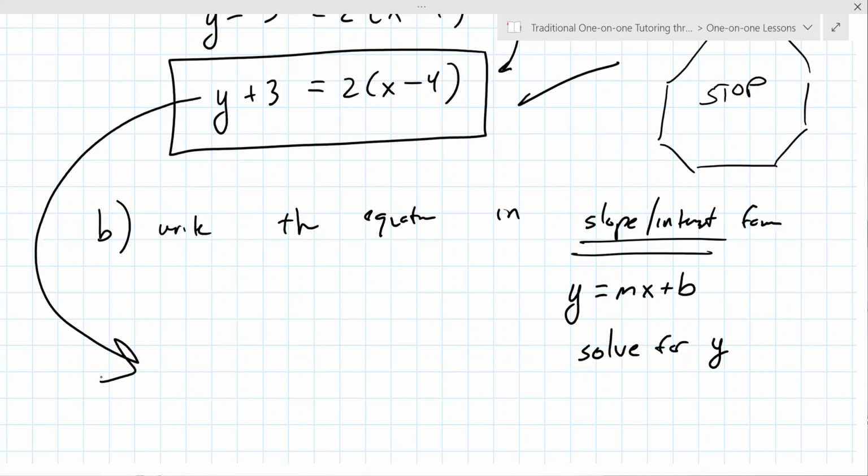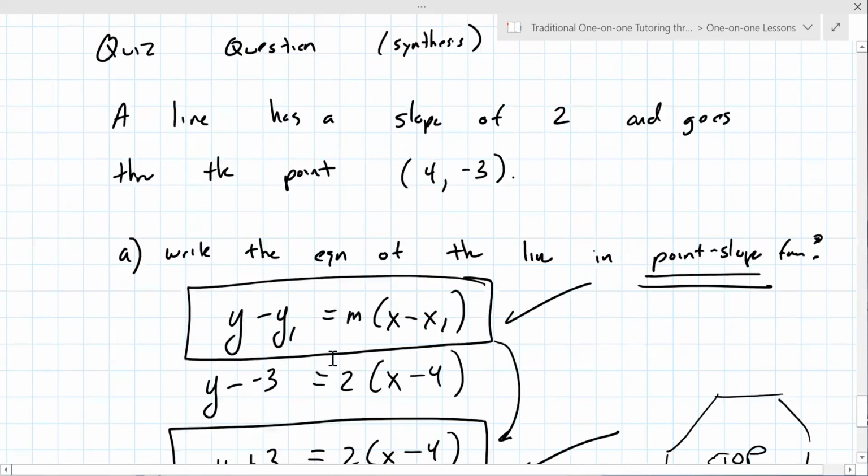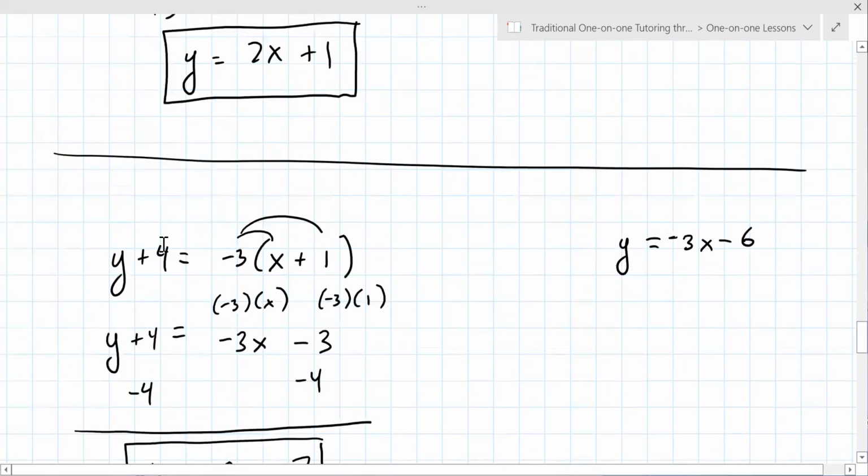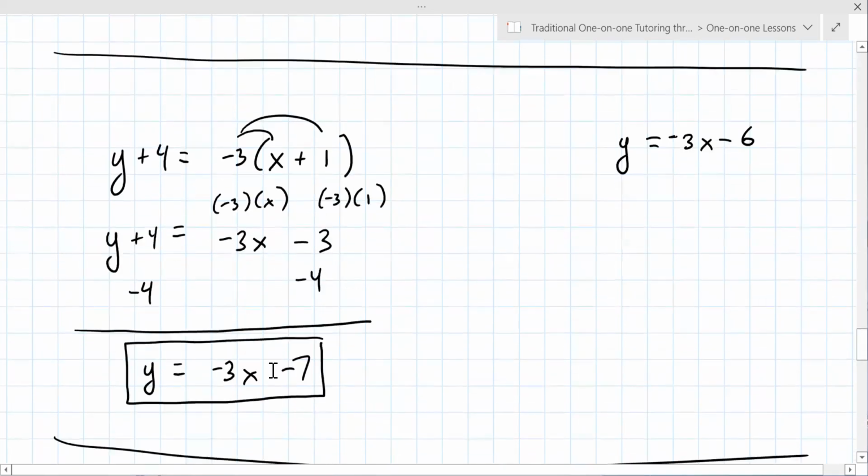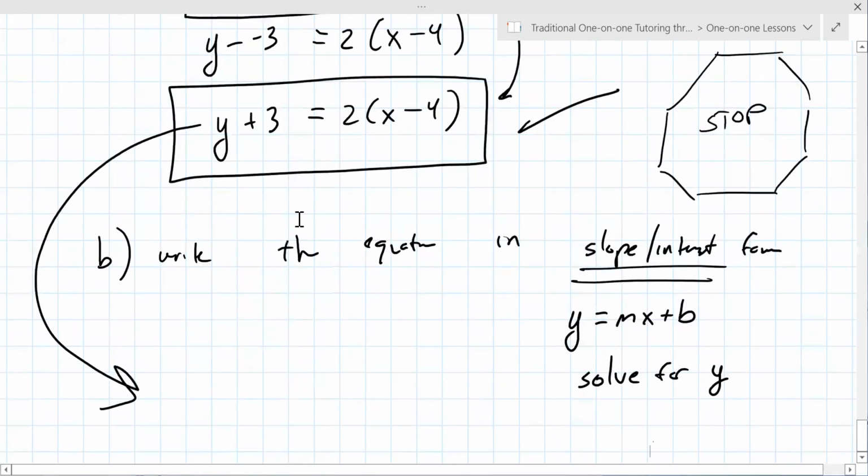Is it y equals 2 parentheses x? Wait, do you want me to scroll up to show you one of these that we did earlier? Okay, so I'm asking you to take this form right here and get it down to this form right here. Notice you distribute the number on the outside, rewrite it, and then move this number over. So you got to do that here. You got to distribute the 2.